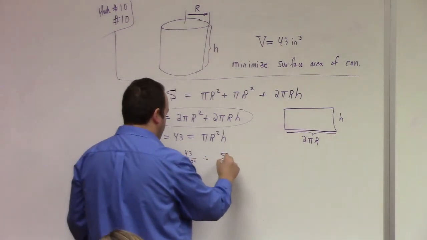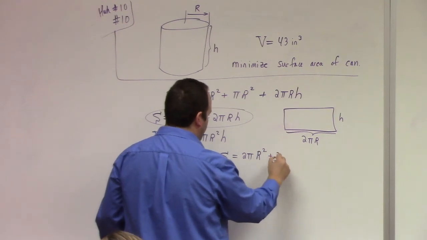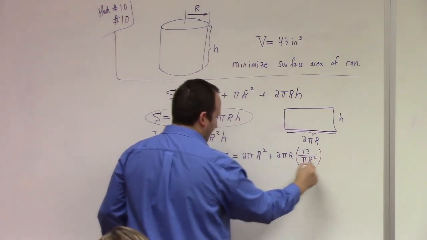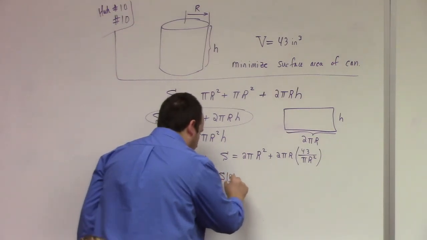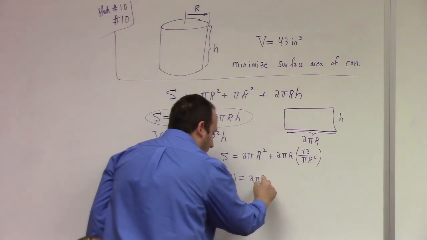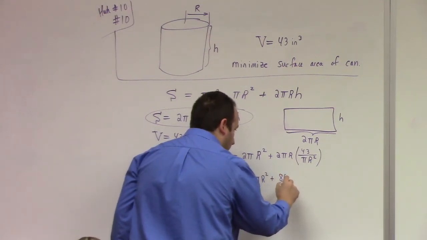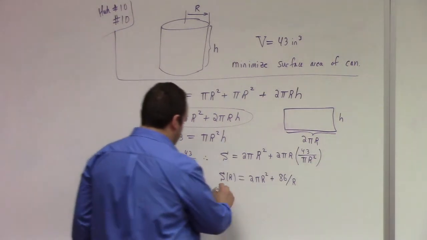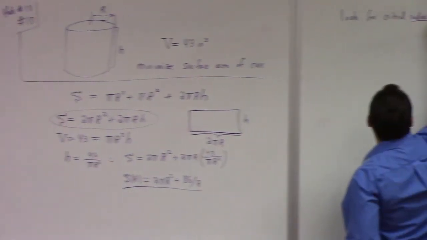So therefore, S is equal to 2 pi r squared plus 2 pi r times the quantity 43 divided by pi r squared, right? Now we have S as just a function of R. S of R is equal to 2 pi r squared plus, the pi's cancel, don't they? And we get 86 divided by R. Right. And now we can do calculus on that, right? Find the critical number. So look for the critical radius, right? Because that's the meaning of it. So we do dS/dR.